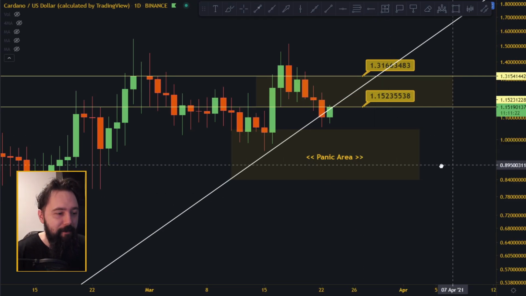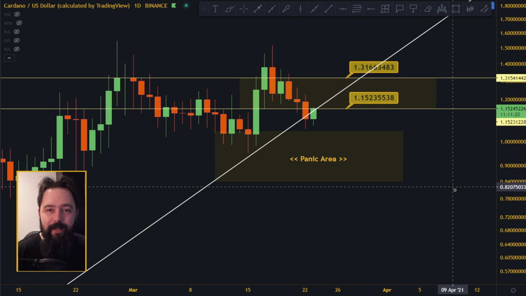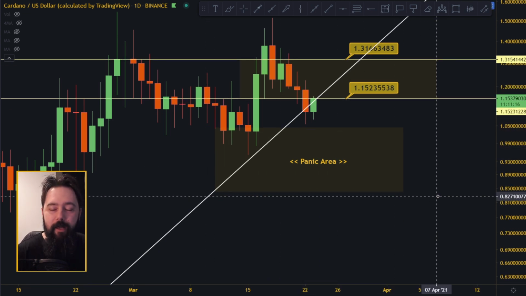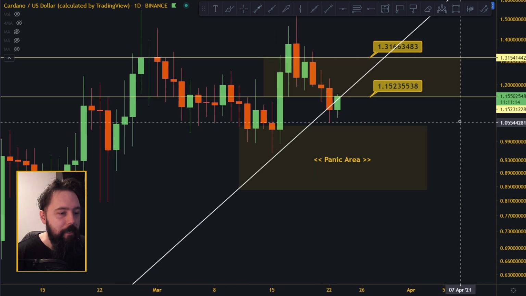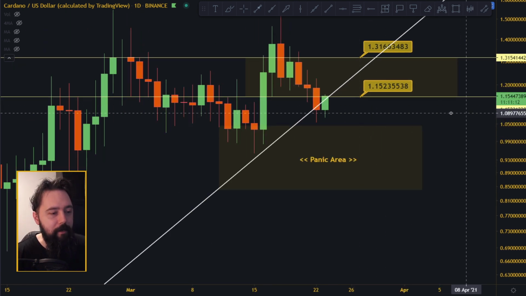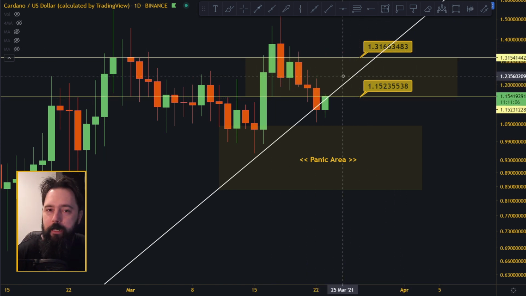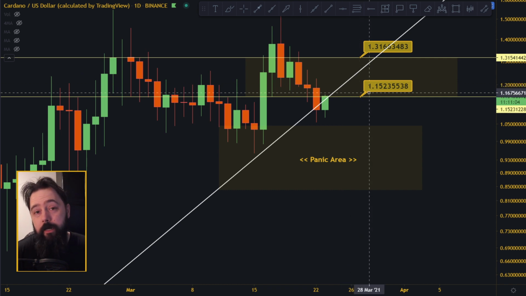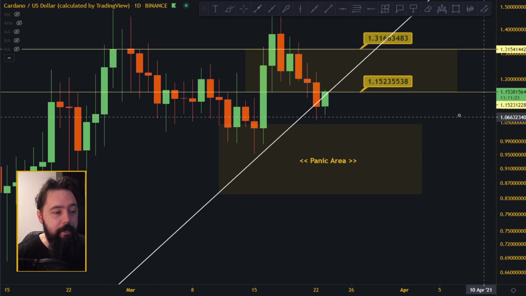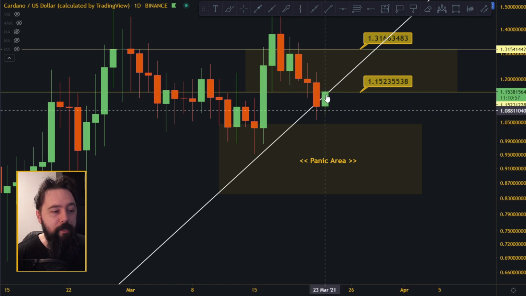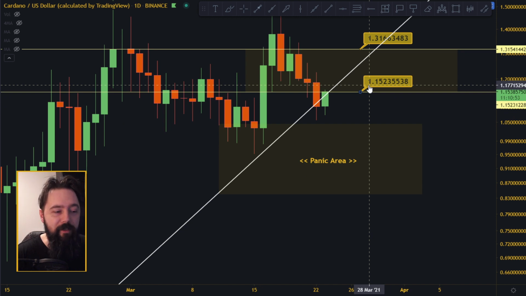So for the new guys that have not been here before, you see this area down here, that's the panic area, and I'm going to explain what that means. So basically, I'm going to spend a little bit on the lines. 1.15 was the support line, 1.31 was the resistance line. We were supposed to be in some kind of trading range there. And then, of course, Bitcoin dropped and it pushed us all the way below the 1.15 line. And now we are going back up, but we are getting resistance at the 1.15 line.